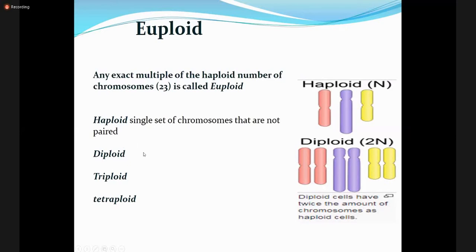Exact multiple can be diploid, exact multiple can be tetraploid. Okay. So normally the chromosomes are diploid. Normally it is 2n, an exact multiple of haploid. If this is 3n, this is 4n, this is triploid and tetraploid.